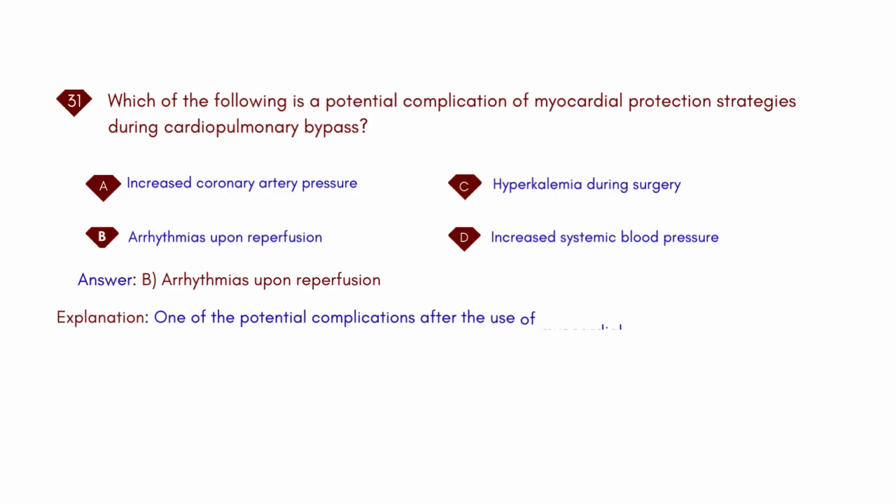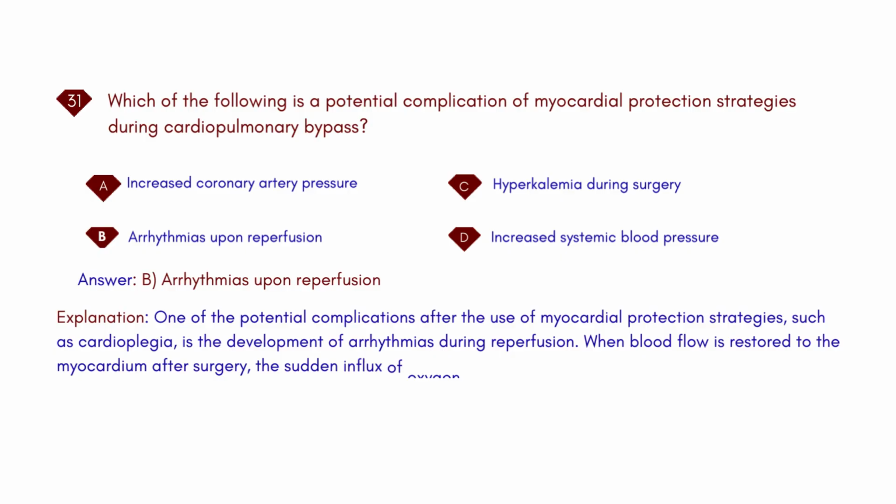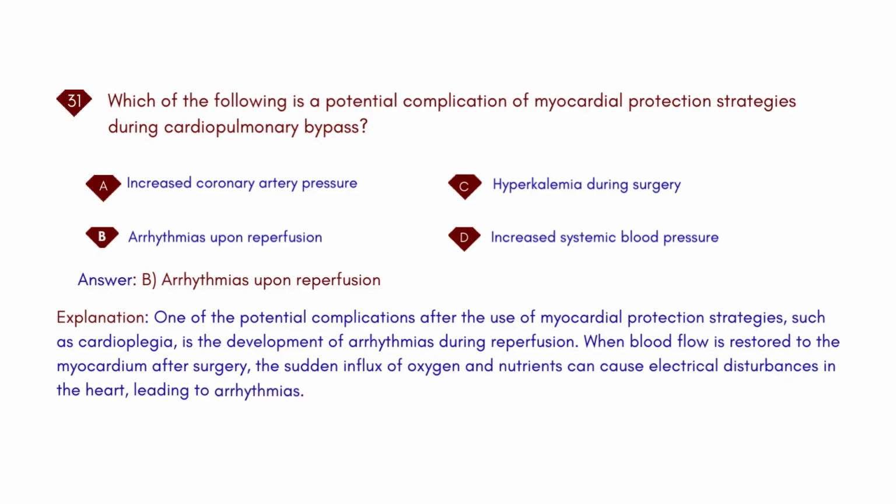Explanation: one of the potential complications after the use of myocardial protection strategies, such as cardioplegia, is the development of arrhythmias during reperfusion. When blood flow is restored to the myocardium after surgery, the sudden influx of oxygen and nutrients can cause electrical disturbances in the heart, leading to arrhythmias.